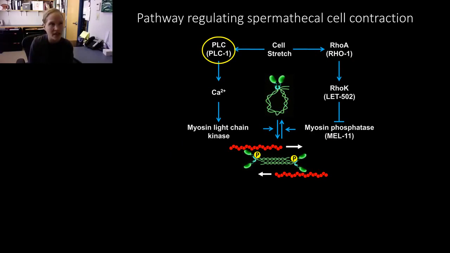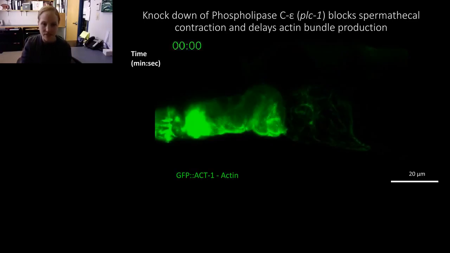So another way to more directly impact contraction, to try to uncouple cell stretch from actual contraction, is through taking advantage of what we know PLC1 does. PLC1 is the phospholipase C responsible for calcium production, which increases myosin light chain kinase activity, leading to increased myosin activation. So if we get rid of PLC1, we don't have any calcium transients produced. Additionally, we shouldn't have any cell contraction.